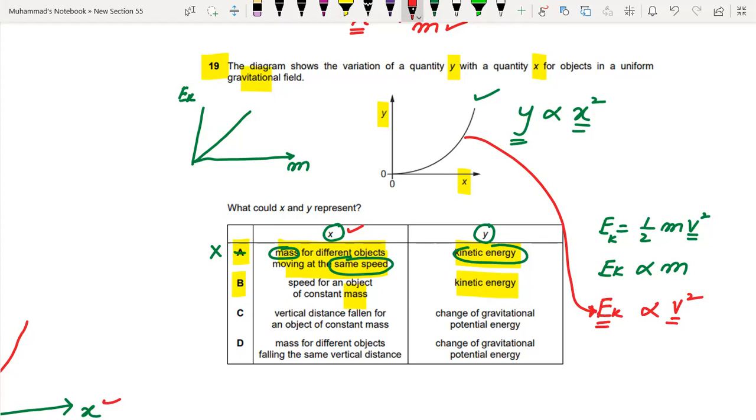And if on the x-axis you have speed and on the y-axis you have kinetic energy, then the kinetic energy is proportional to v squared. So this will be the right option, a parabolic shape. If you plot v squared on the x-axis versus kinetic energy, then it will be a straight line. Okay.